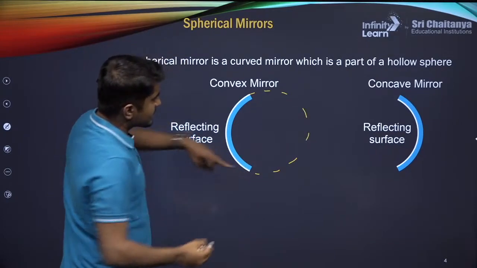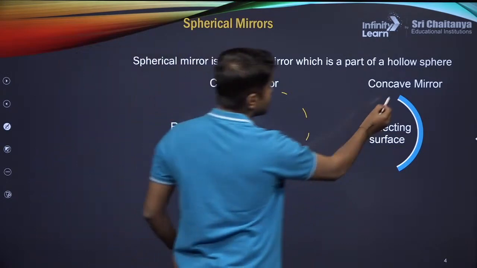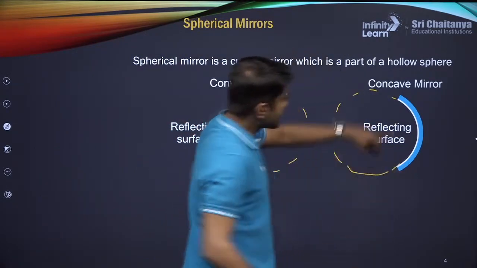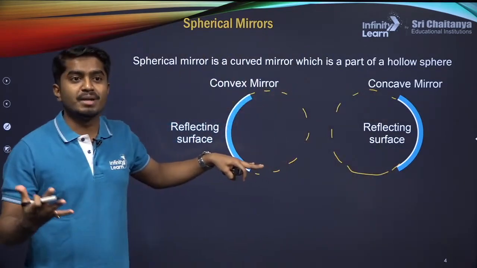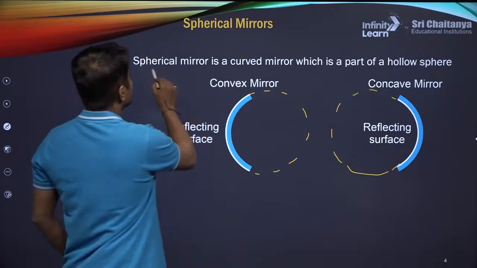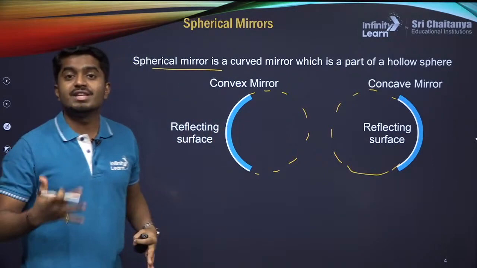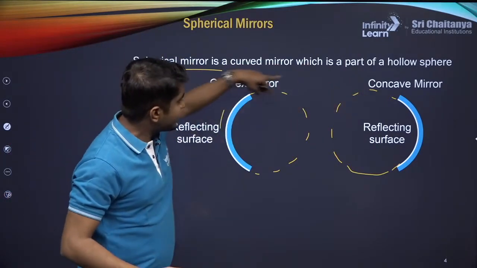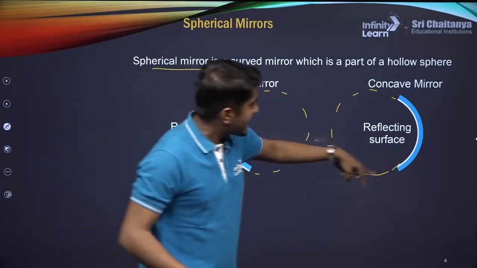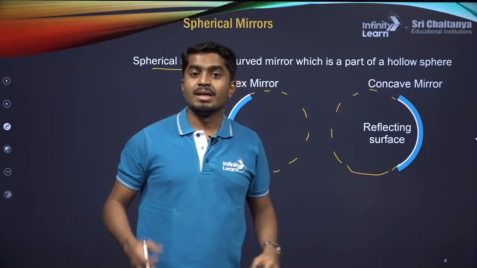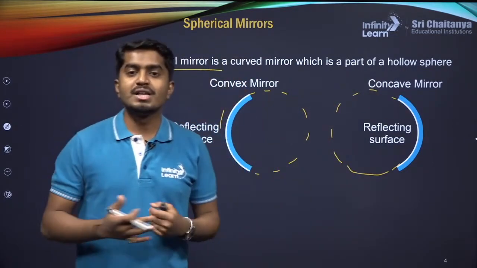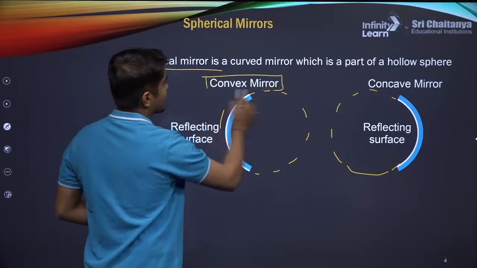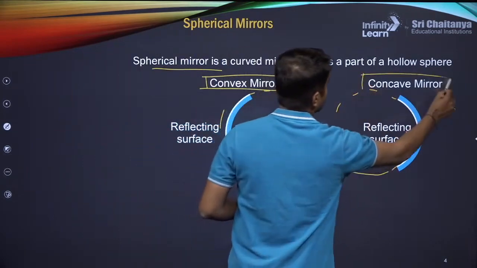You see there is a spherical shape, right? Even this one is a sphere. So what are spherical mirrors? A spherical mirror is a part of a hollow sphere. If you complete this, it will look like one sphere, and that will look like another sphere. Now there are two types of spherical mirrors. Here it is written convex and there is concave.